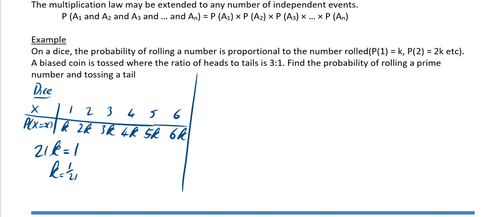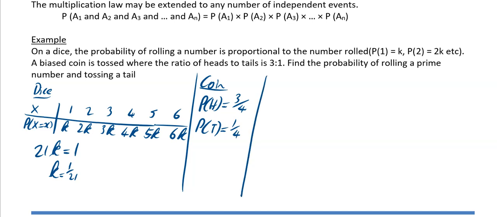Okay, so that's for your dice. For your coin, it says the ratio of heads to tails is 3 to 1. So that means the probability of getting a head is 3 out of 4 parts. The probability of getting a tail is 1 out of 4 parts. And we are now ready to start our question.